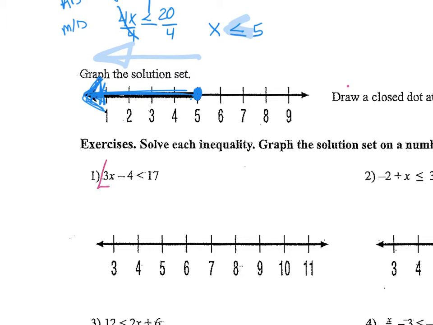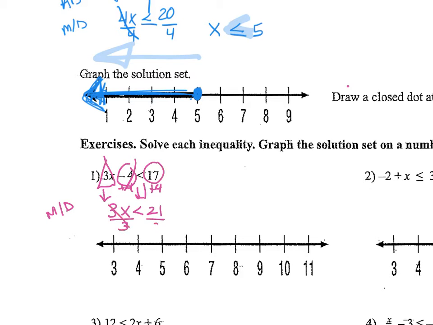Okay, so look at number 1. I've got 3x minus 4 is less than 17. So same thing. Think about solving an equation. What's our first step? We're going to add or subtract. So what can I get rid of? I can get rid of that minus 4 by adding it, doing the opposite. I'm going to bring everything down. So I bring that sign down. I bring 3x down.